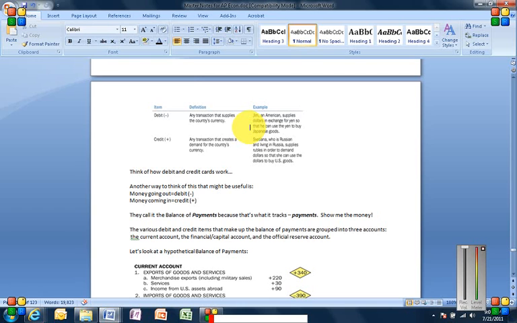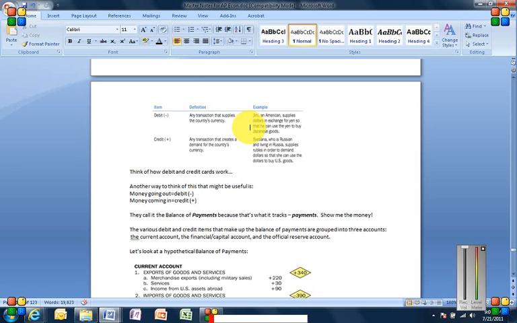So perhaps that'll help. Another way to think of this that might be useful is that money going out is a debit and money coming in is a credit. And remember that they call this the balance of payments because that's what it tracks. It tracks payments. Show me the money. That'll help you figure out the difference between a debit and a credit.